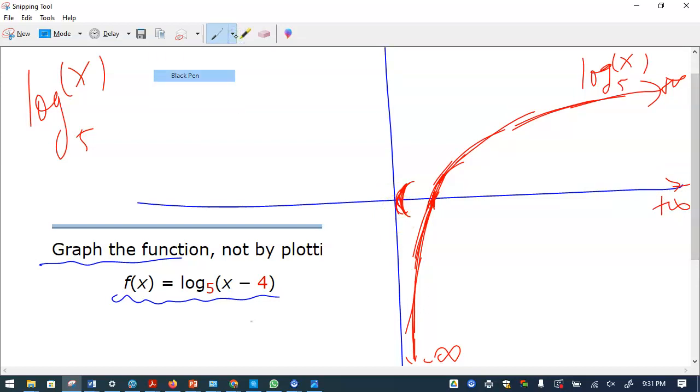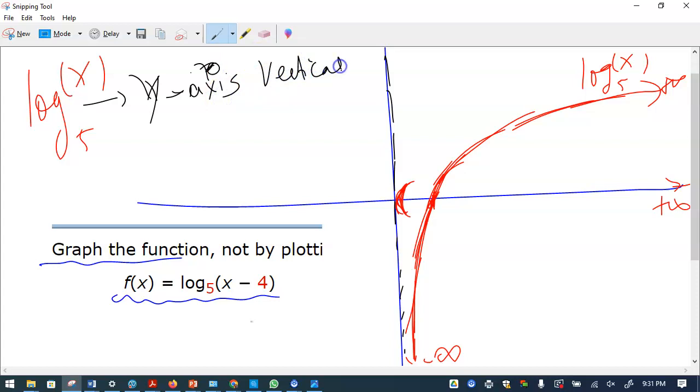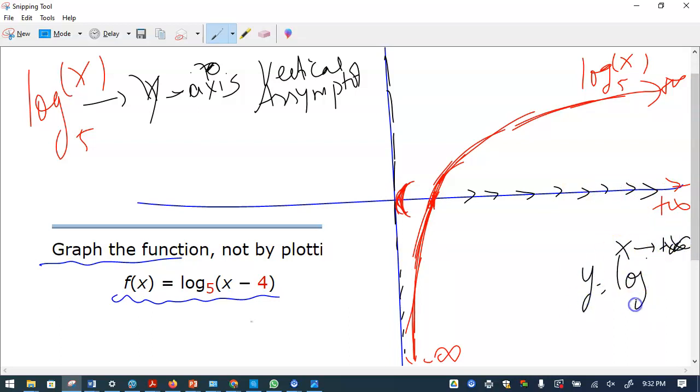That's the domain part. And the y-axis is the vertical asymptote. So for the logarithmic function, the y-axis itself is the vertical asymptote. I hope I'm making sense to you. The reason is when x becomes a very large positive value, y, which is the logarithm of x to the base 5, goes toward infinity, a very large number. That's all that means.